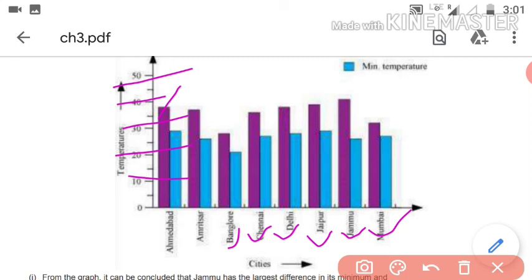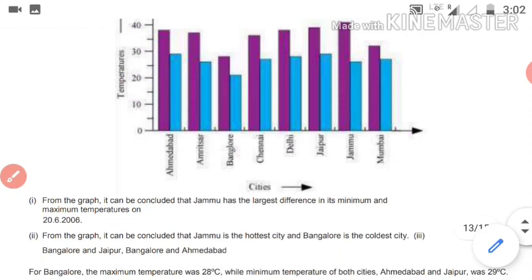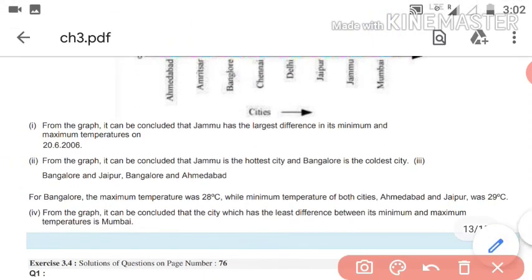So here which one is the longest one? You can see Jammu is the longest one, isn't it? So Jammu will be the hottest. From this graph you can see which is the highest: Jammu. So Jammu is the hottest for the maximum, isn't it? And which is the shortest one? Bengaluru. That means Bengaluru will be the coldest for the maximum temperature. So come to the answer.